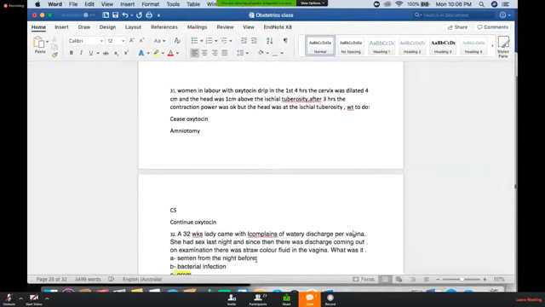Next, woman in labor with oxytocin drip. In the first 4 hours, the cervix was dilated 4 centimeters and the head was 1 centimeter above the ischial tuberosity. After 3 hours, the contraction power was okay, but the head was still at the ischial tuberosity. What to do? So it is stuck above the ischial tuberosity.